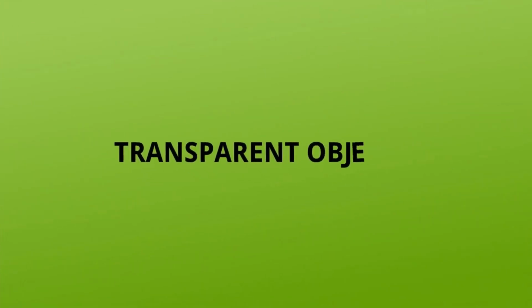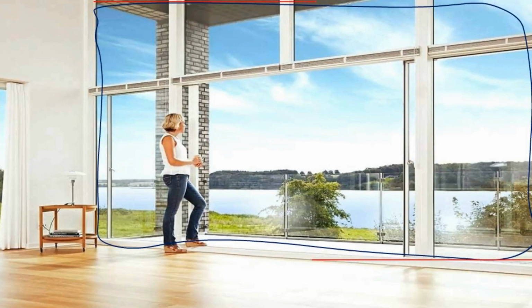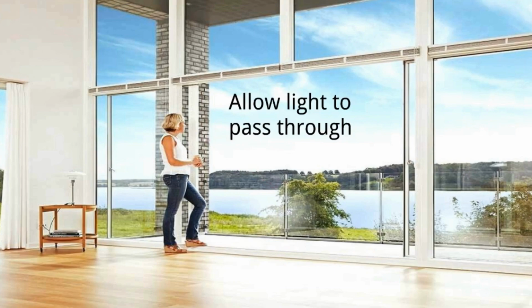Detailed understanding. Transparent objects. See the example. Someone is watching outside and this is the glass. She is able to see everything outside. Why is she able to see? Because light is coming from outside to her eyes. So that's why she is able to see outside. So glass allows light to pass through.